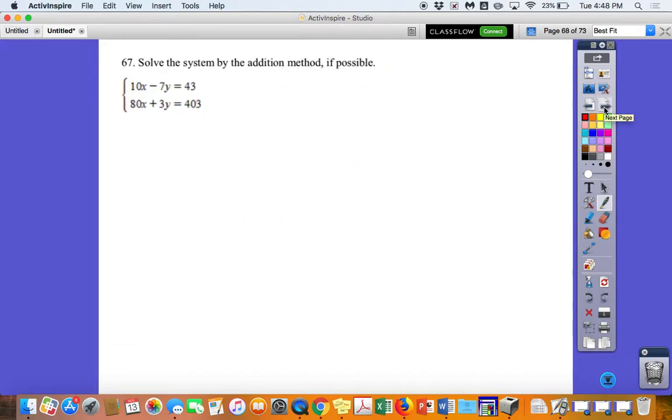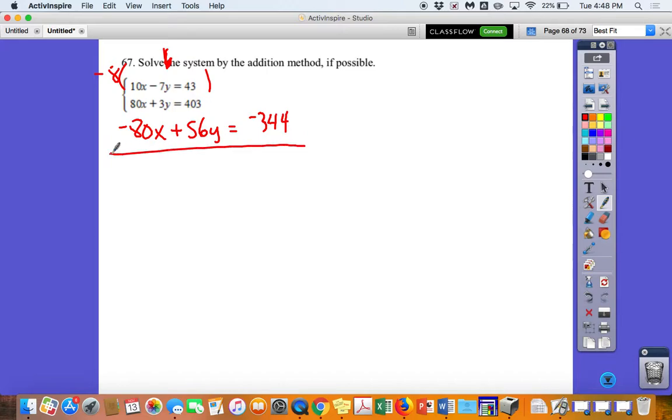Okay, we're going to solve this system. Well, I need to shoot for the same thing. Even though these signs are different, I'm more interested in the x's because all I have to do is mess with one of them. So I'm going to multiply that one by negative 8. So it'll be a negative 80x plus 56y equals, and I have no idea what that is, negative 8 times 43 is a negative 344.